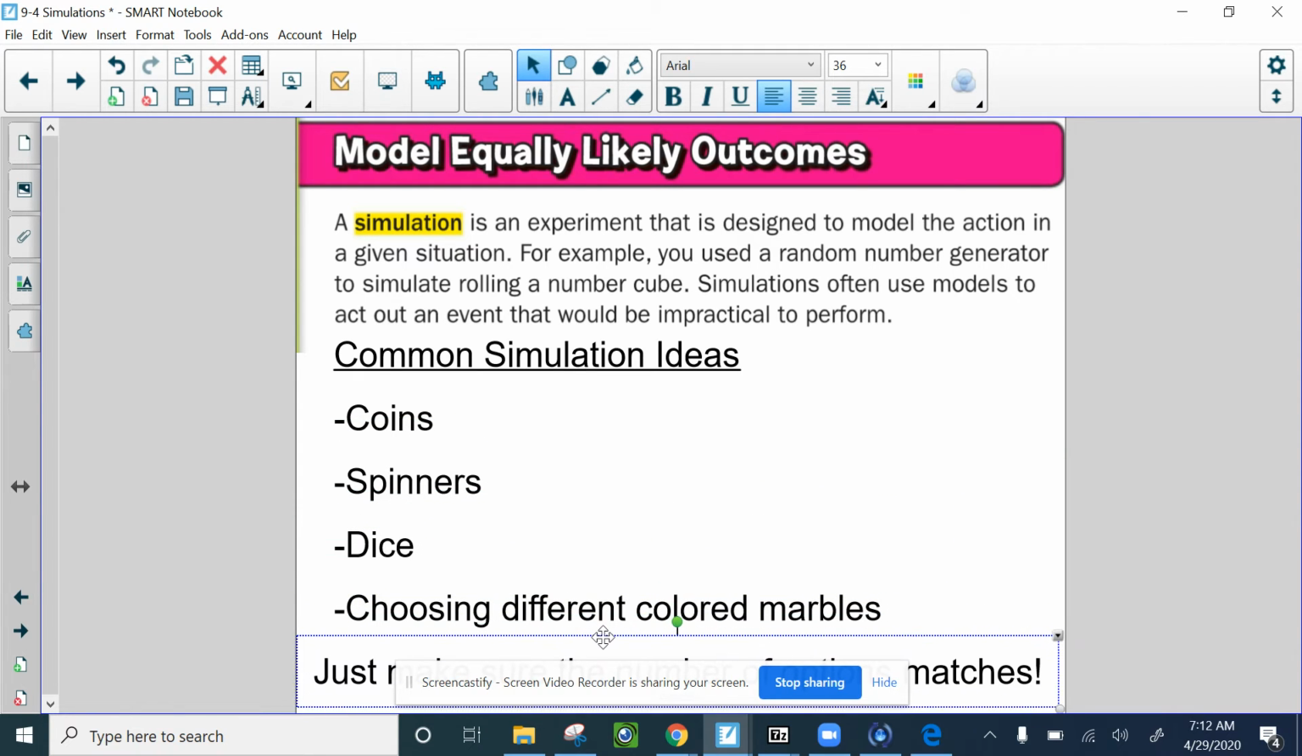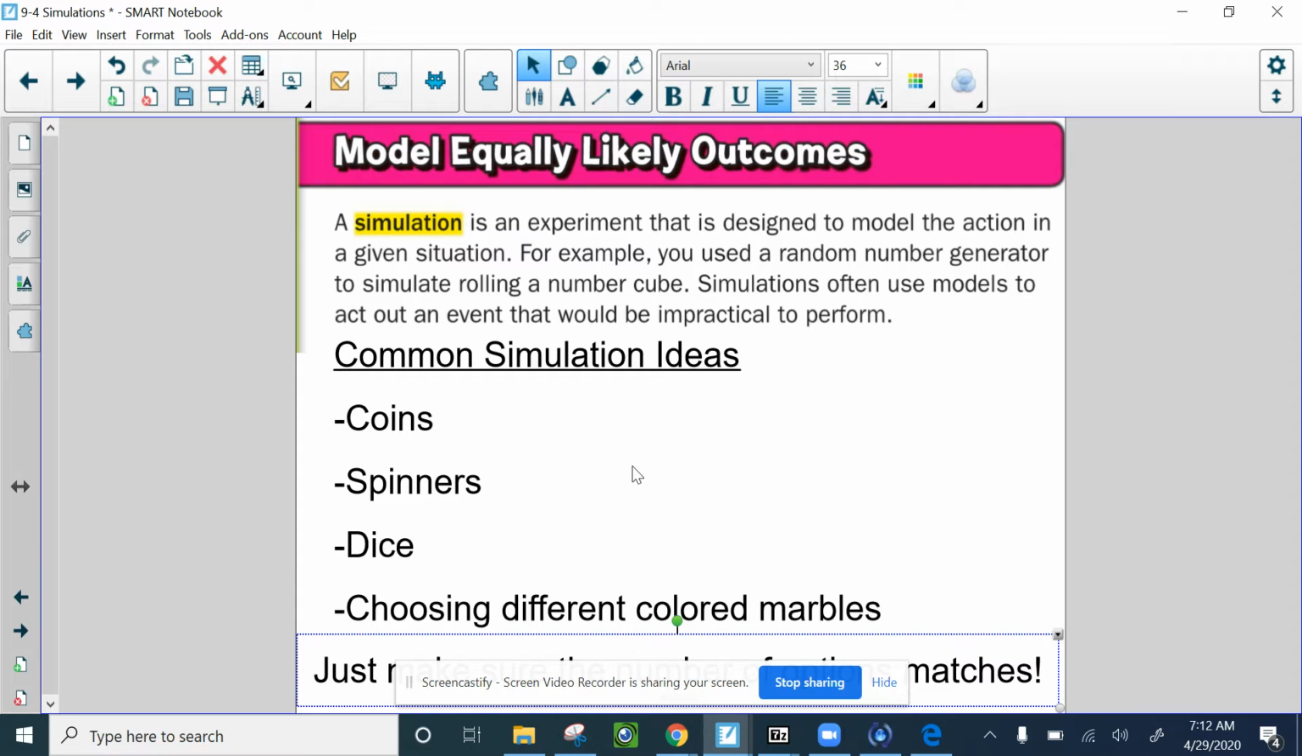So for example, let's say that I wanted to randomly choose what answers would be on a true false test. I could use a coin to do so. I could just assign true as heads and tails as false, or vice versa. I could use a spinner. I would just have to have two sections on the spinner, one true, one false.